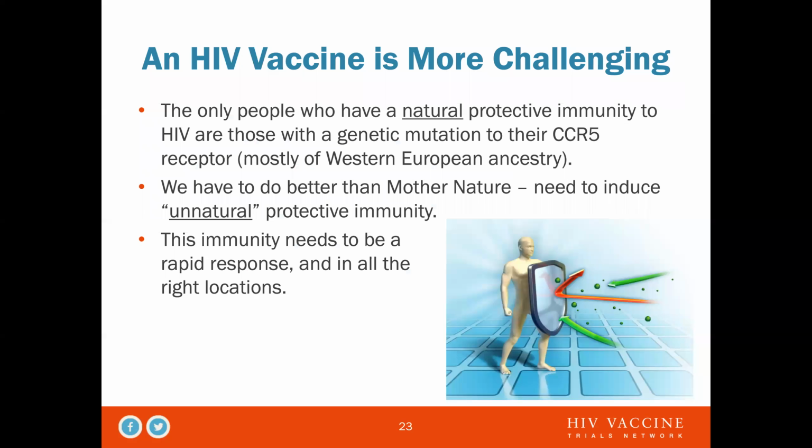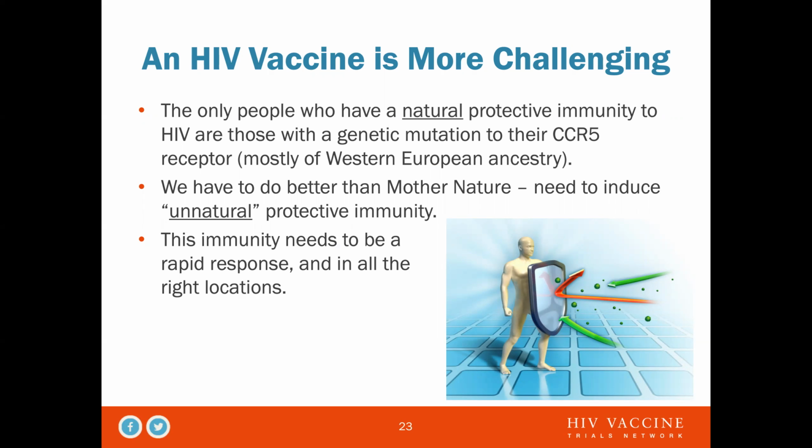But an HIV vaccine is more challenging. There are no human examples of someone clearing an HIV infection naturally. The closest example we have is the group of people known as long-term non-progressors, also known as elite controllers. These are people who are still infected with HIV, but who are able to control that infection and maintain a low viral load, often without the need for antiretroviral therapy.